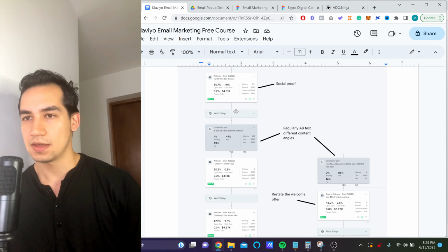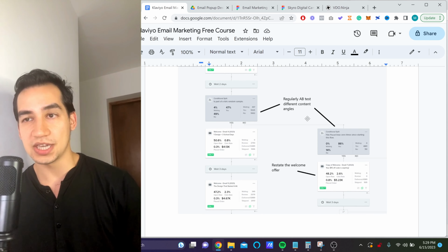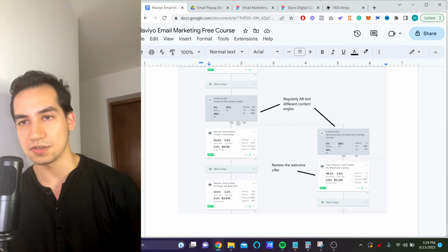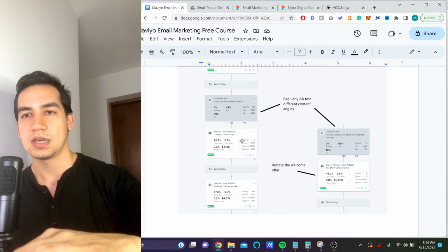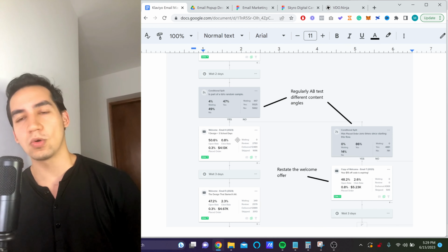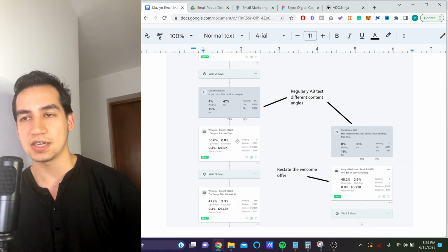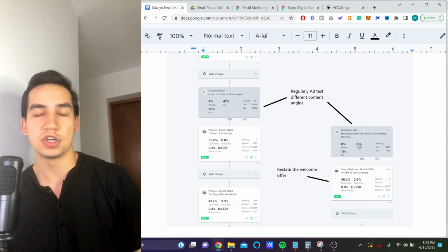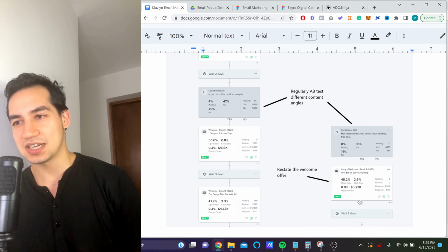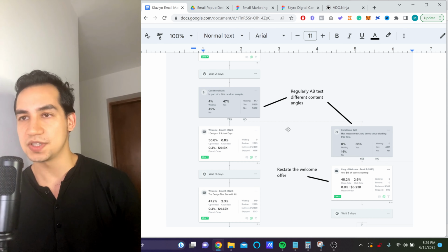All right. And then from there, what you want to do is regularly A/B test different content angles. This is going to be important too, especially later on in the flow. So as you can see right here, we're just testing the different order that we're sending the different content angles. So you could even test that. It's like, what order should we be sending this to people? And this one actually ended up outperforming this side. So that's exactly why you need to A/B test that.